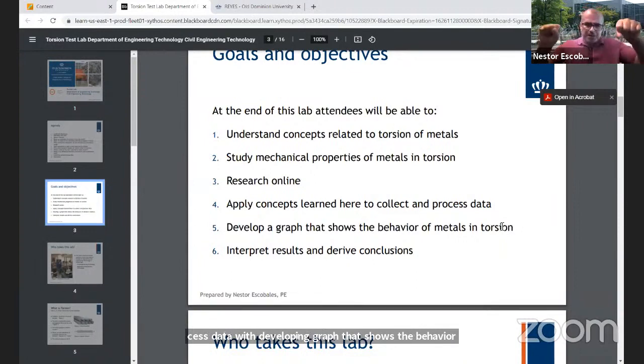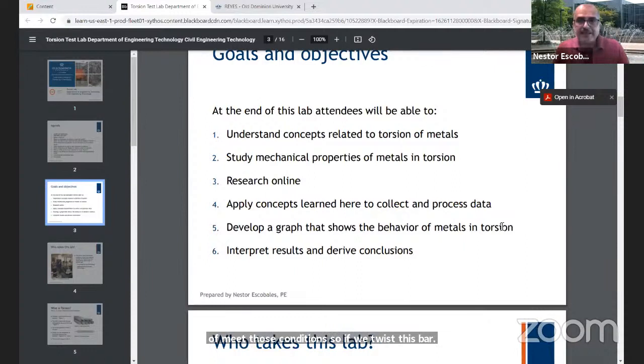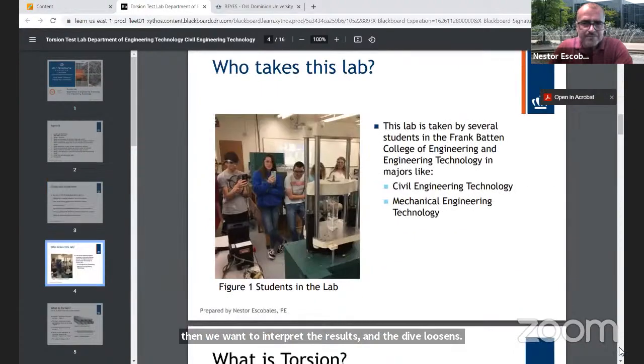So if we twist this bar, are we able to plot a graph and see what is the behavior of this material? The answer is yes. And then we want to interpret the results and derive conclusions. So what do we learn from that graph? This laboratory is taken by civil engineering technology and mechanical engineering technology students.